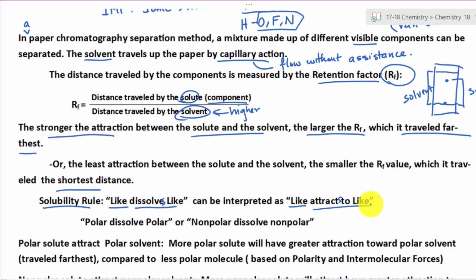What does like mean? Like is talking about the polarity, either nonpolar or polar. A polar substance would dissolve a polar substance. That's the reason salt, an ionic compound, NaCl, would dissolve in water, and water is a polar solvent. Keep that in mind, where nonpolar would dissolve in nonpolar.